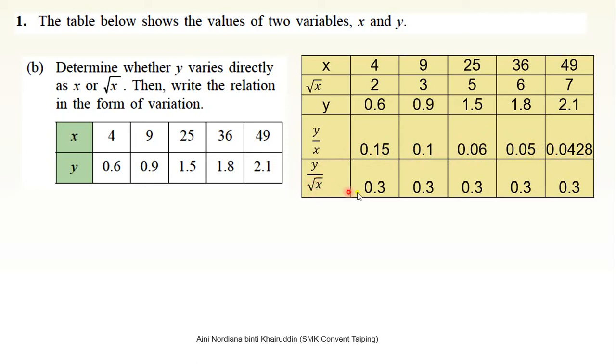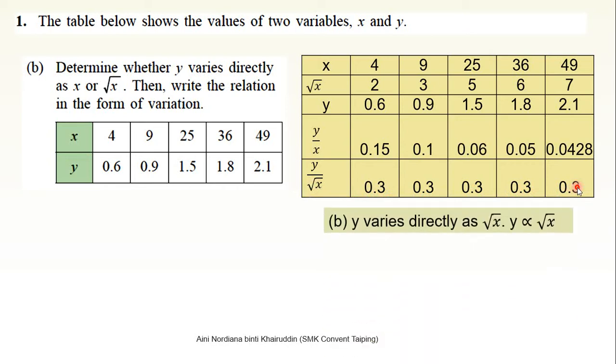square root of x, the values that we obtain are equal. So we can conclude that y varies directly as square root of x. So this is the relation in the form of variation. Y varies directly as square root of x.